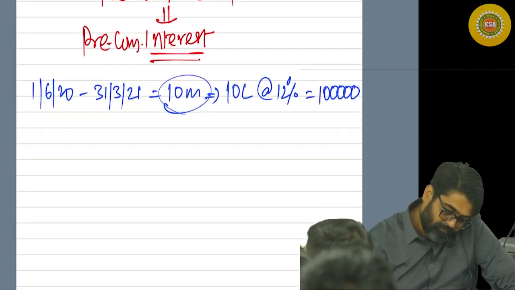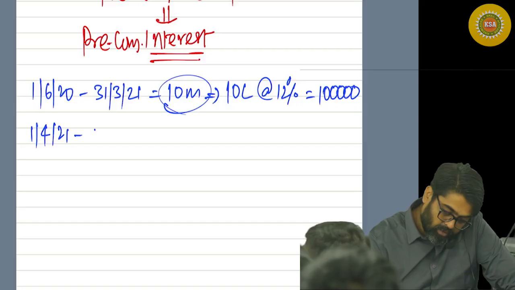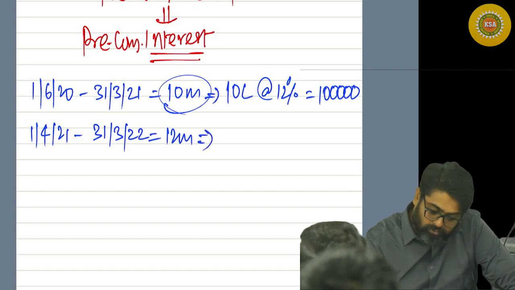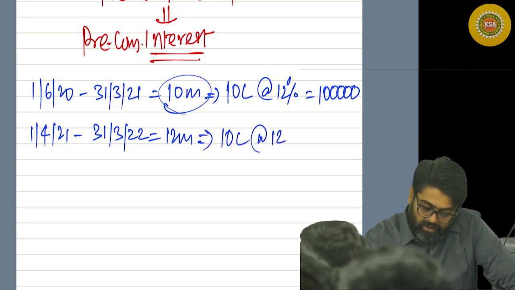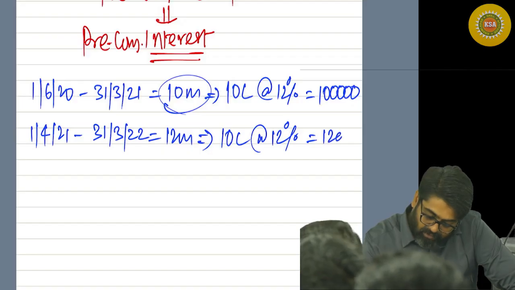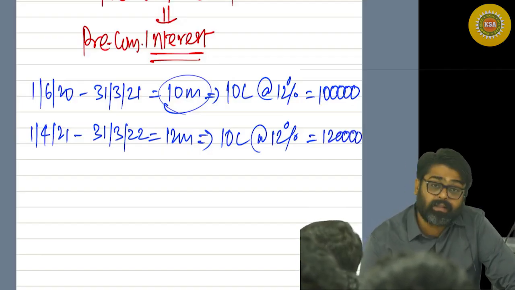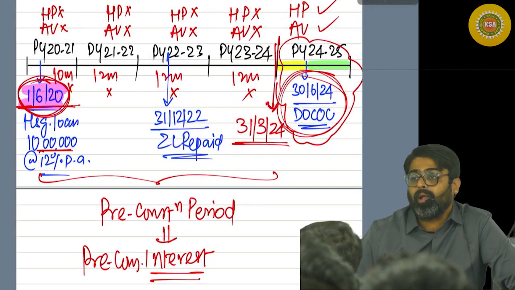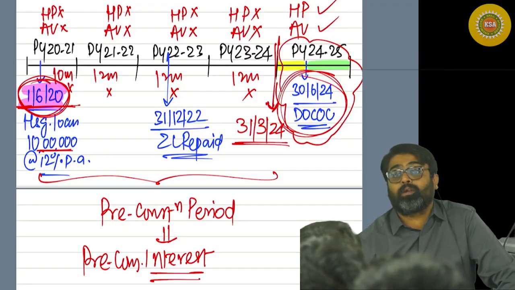Now can I say 1st of April 21 to 31st March 22. How many months? 12 months. During these 12 months also 10 lakh loan was outstanding at the rate of 12%. So you might have given 1,20,000 interest in this year also. Now in the year 22-23 you are supposed to be careful. Why? Because during 22-23 loan repayment has taken place amounting to rupees 2 lakh.